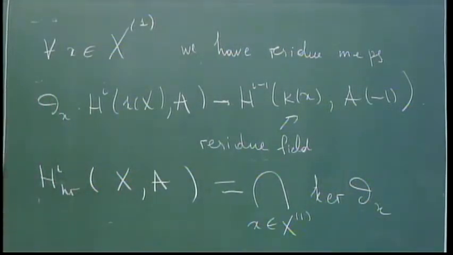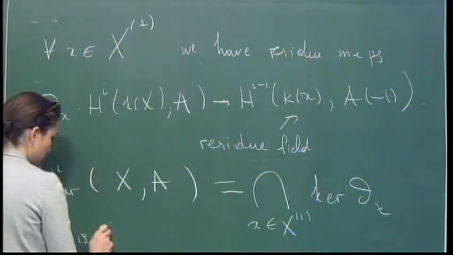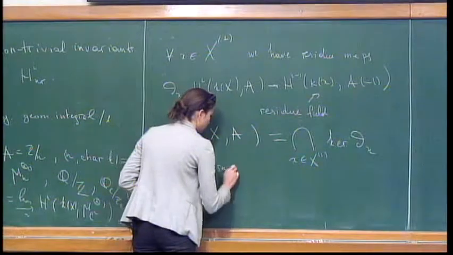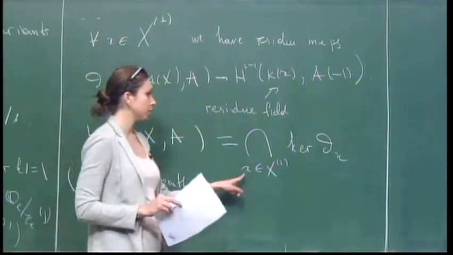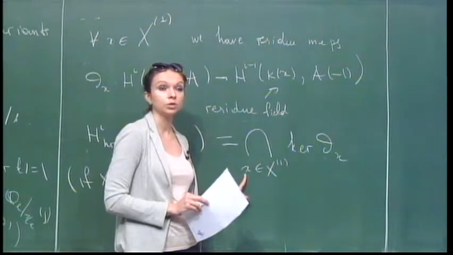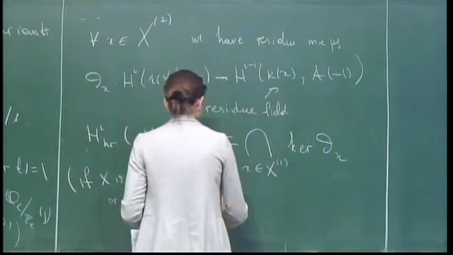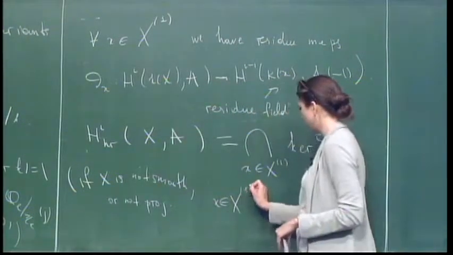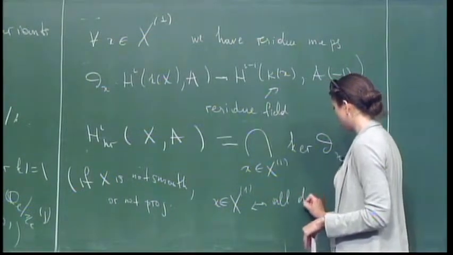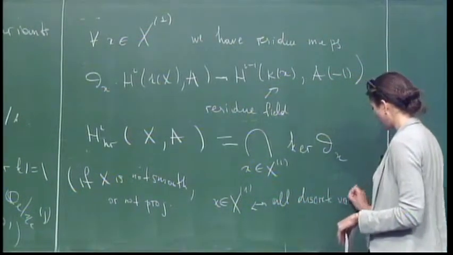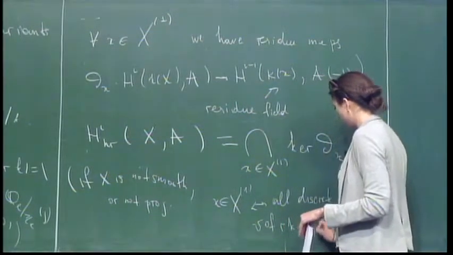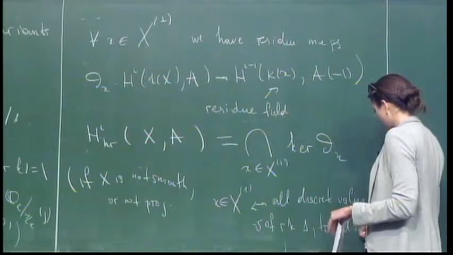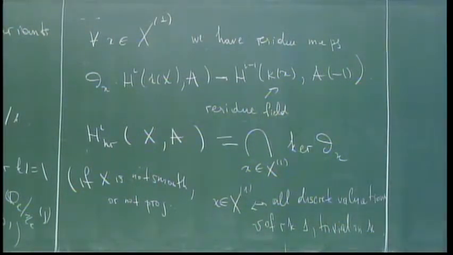Okay, and this was for a smooth and projective variety. If X is not smooth, or you don't know the projective model, or it is not projective, there is still a way to define these groups. Just instead of taking the points of codimension 1, you have to take all the discrete valuations on this field. Okay? So replace these points of codimension 1 with all discrete valuations V of rank 1 and trivial on the base field. Okay.